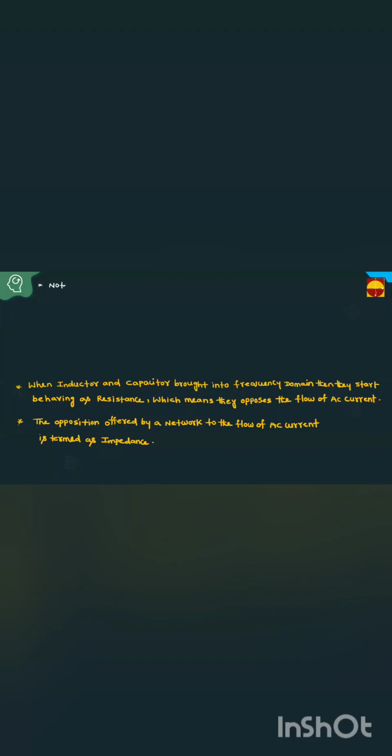Note, in AC analysis, for easy analysis, we have to transform into the frequency domain. Different parameters we have to transform into the frequency domain. Then once it is transformed into the frequency domain, how can it act?